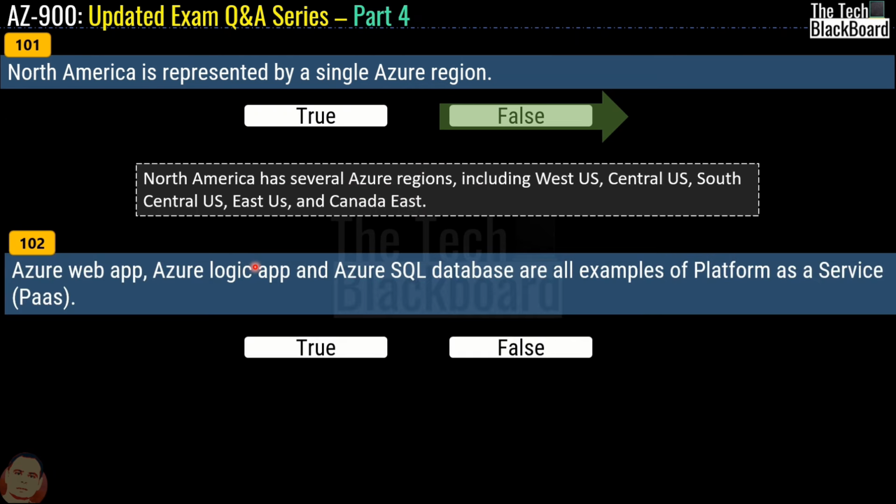Moving on with question number 102. This one says Azure Web App, Azure Logic App, and Azure SQL Database are examples of platform as a service. You have to tell true or false. The correct answer is true. So all these services that I have mentioned in this question are examples of platform as a service.